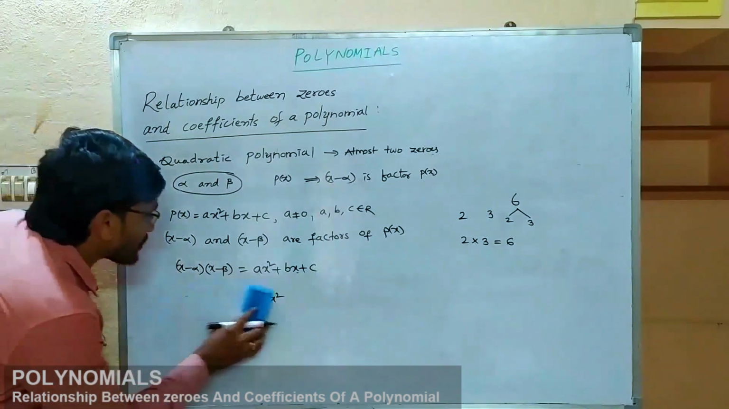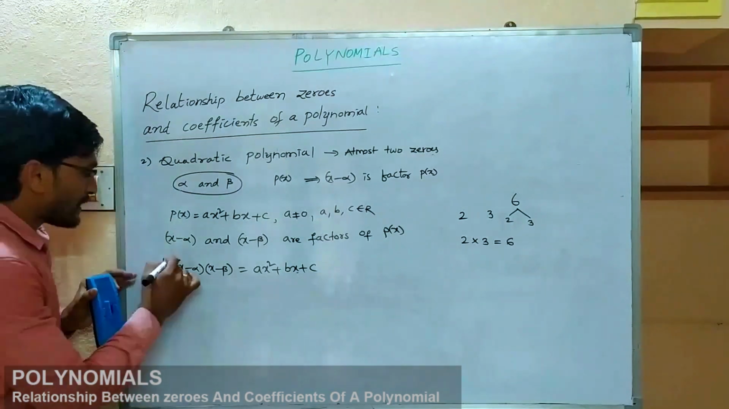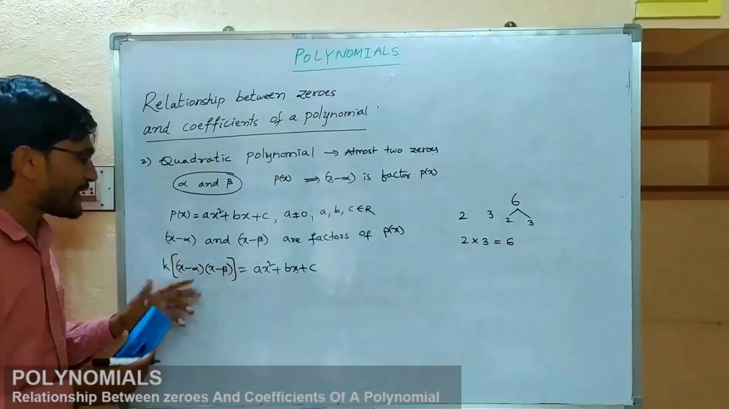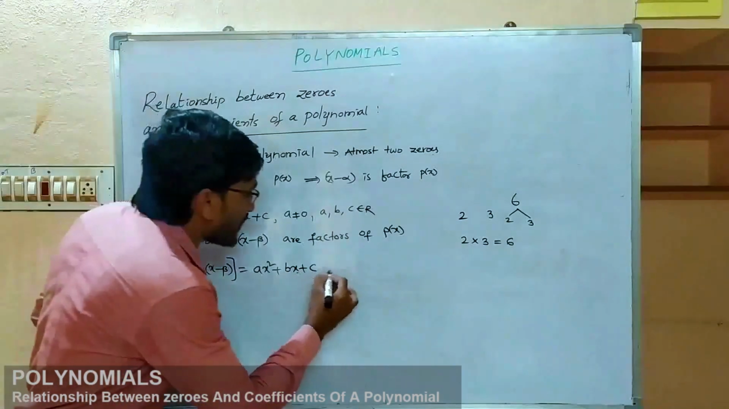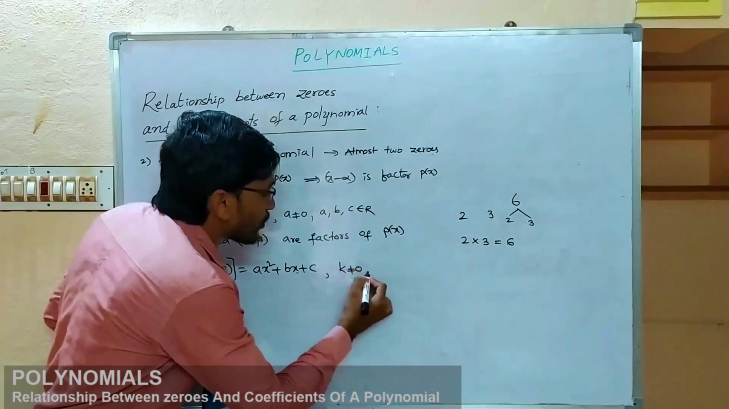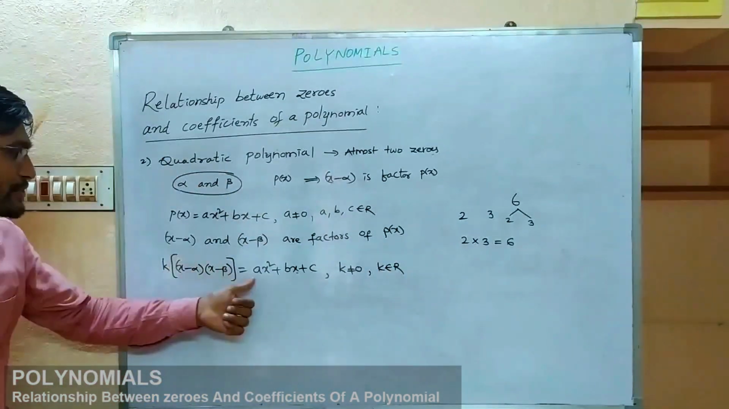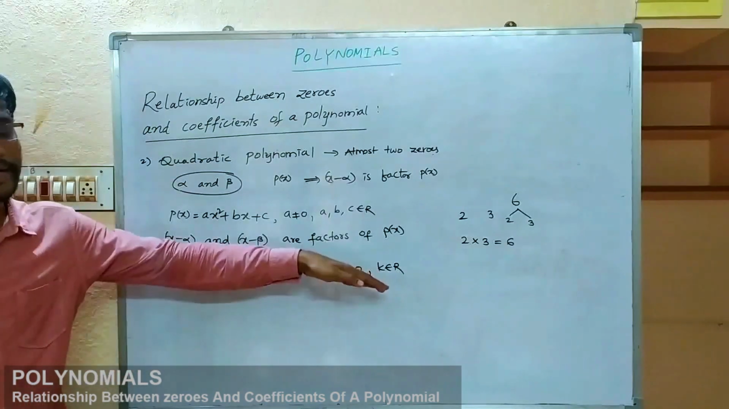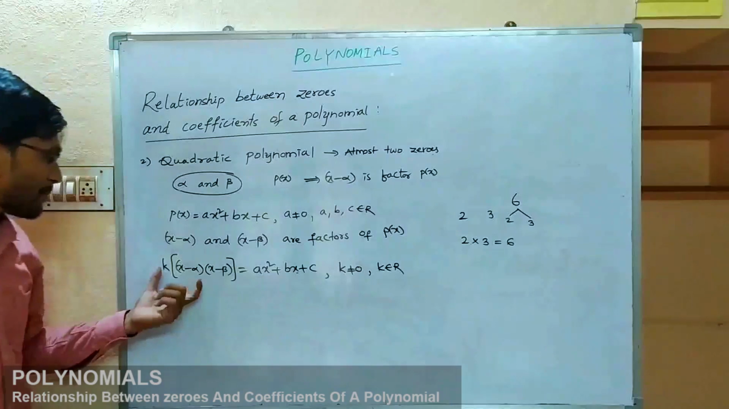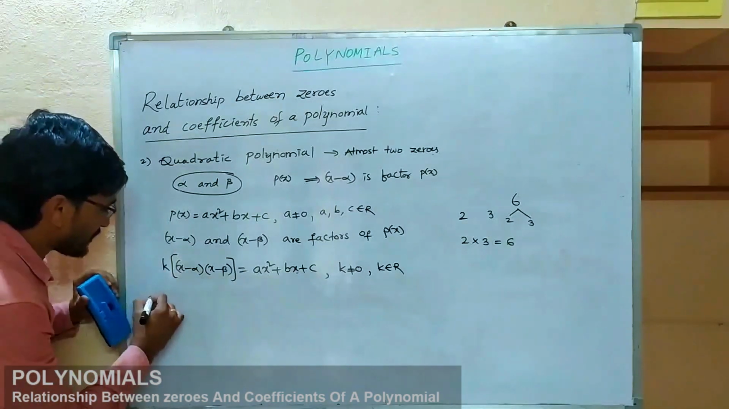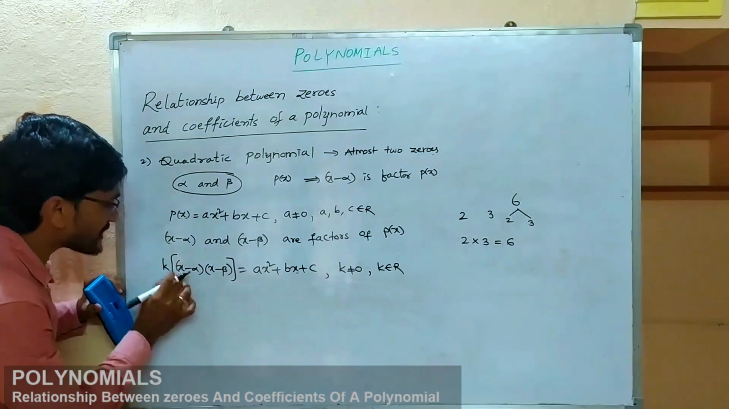So I want to consider k as any real number. Then k into x minus alpha into x minus beta is equal to ax square plus bx plus c, where k is not equal to 0 and k belongs to the real numbers. If k equals 0, it is not a quadratic polynomial. So this is the equation.